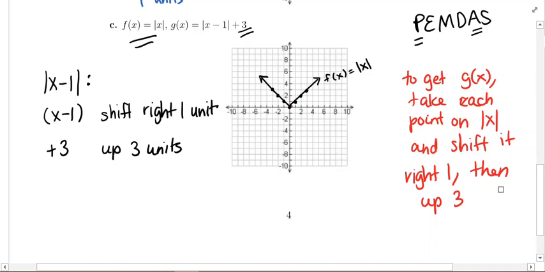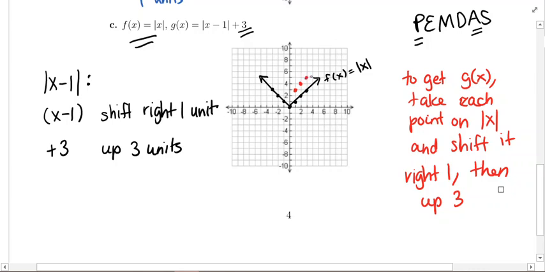So let's start with the point at the origin. I'm going to shift it right 1 and then up 1, 2, 3. That's going to send us to the point (1, 3). And then I just start moving points. If I go back to the black graph, take the point at (1, 1), we're going to shift right 1 unit and then up 3. That's going to bring us to (2, 4). And then take the point at (2, 2) and shift it right 1, up 3.